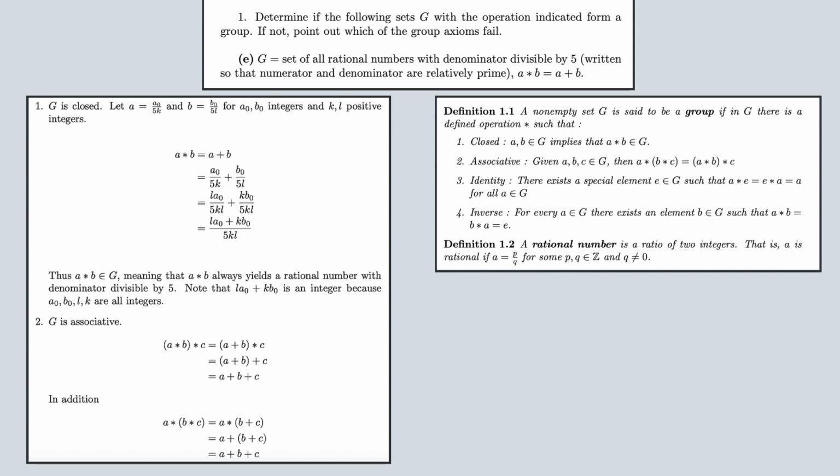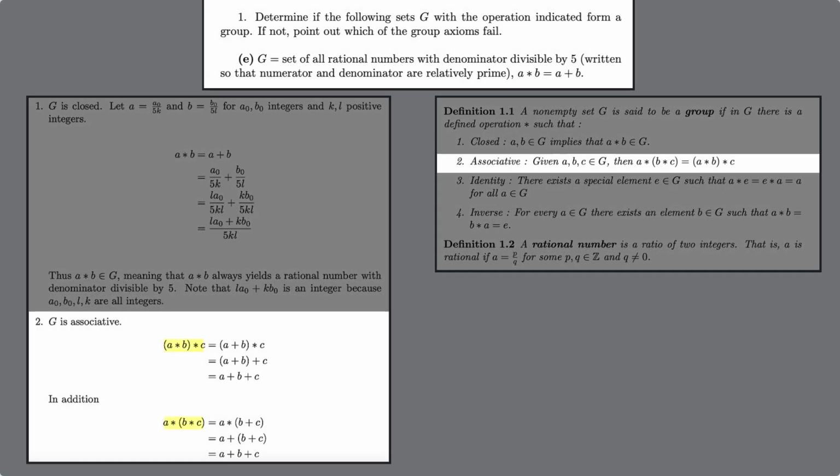Number 2, is G associative? We need to check that these two equations are equal, just by the definition of our axiom for associative. And here star is just plus, so we see that (A plus B) plus C equals A plus (B plus C).